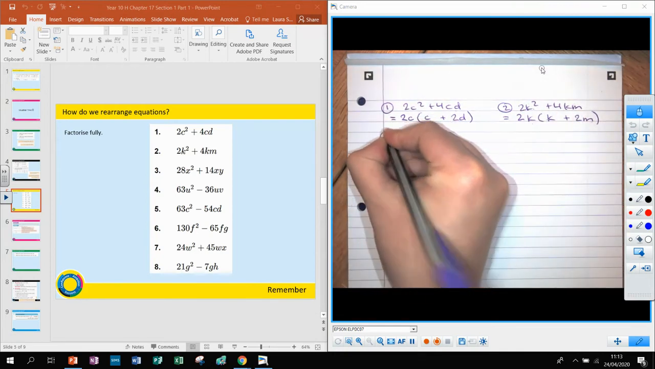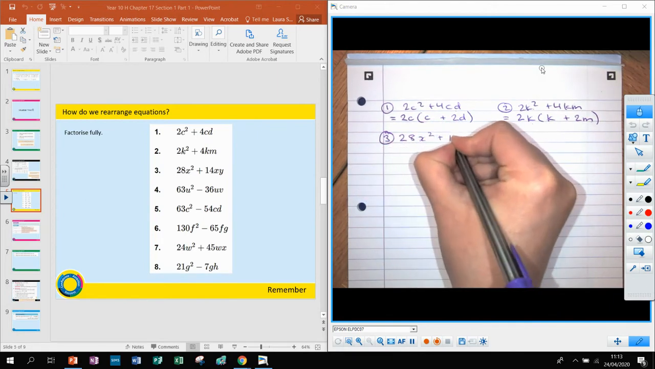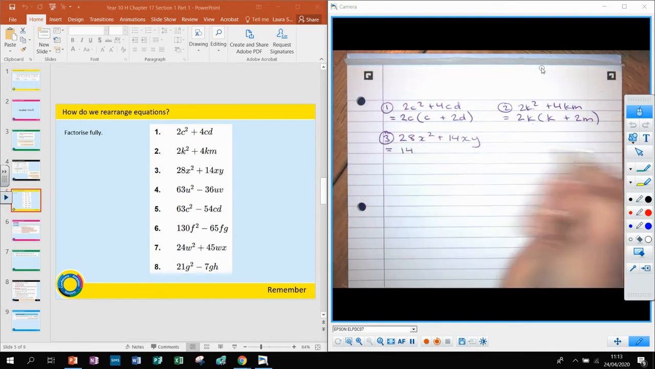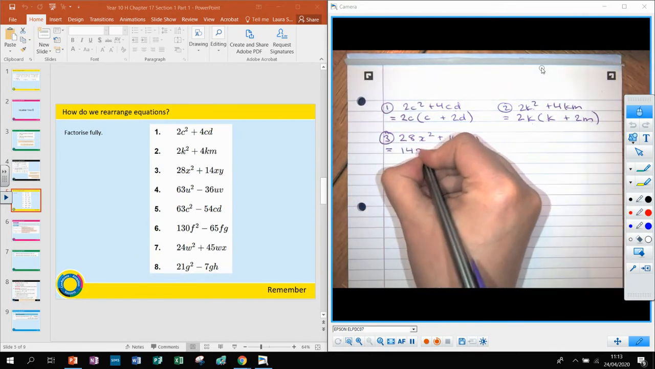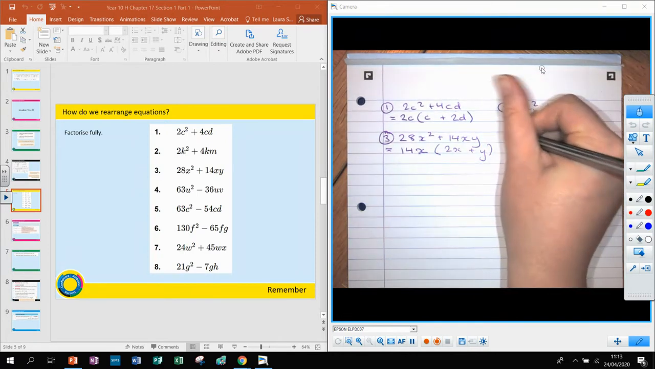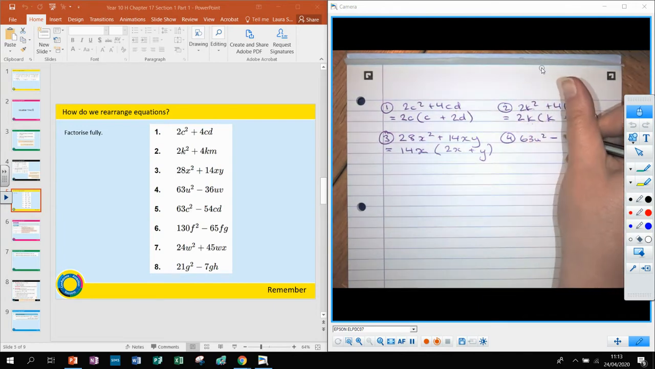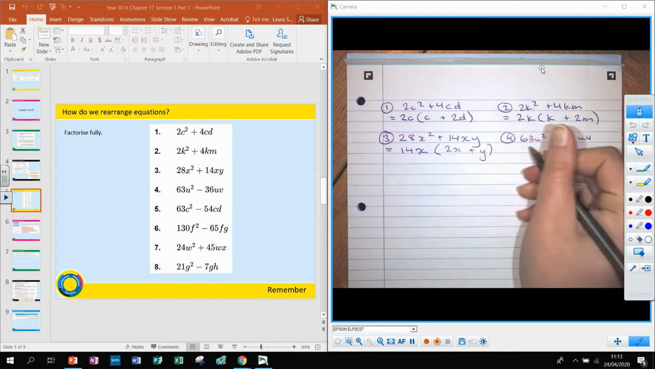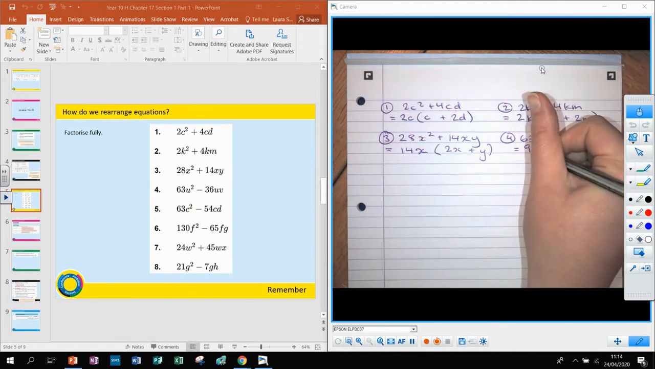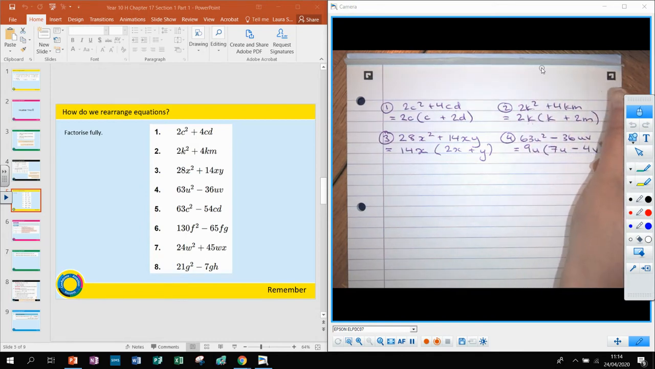Right, so for question 3, we have 28x squared plus 14xy. Here, our highest common factor is 14 for the number and x for the letter. That leaves us with 2x plus y. Question 4, we have 63u squared minus 36uv. Highest common factor for the numbers is 9, and the highest common factor for the letters is u, and that leaves us with 7u minus 4v.